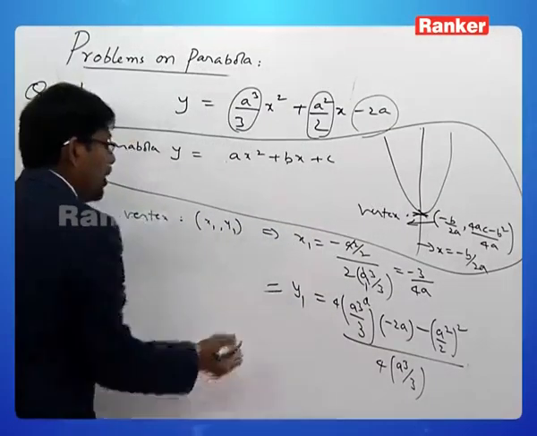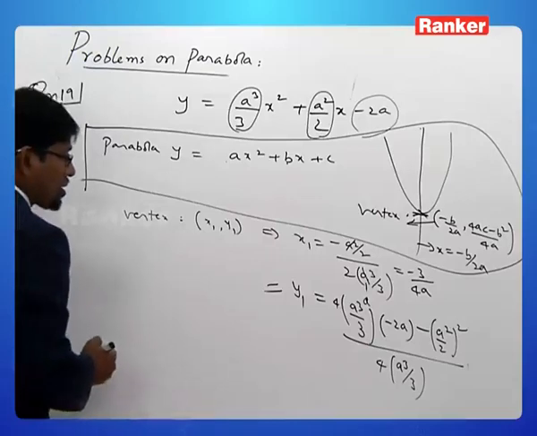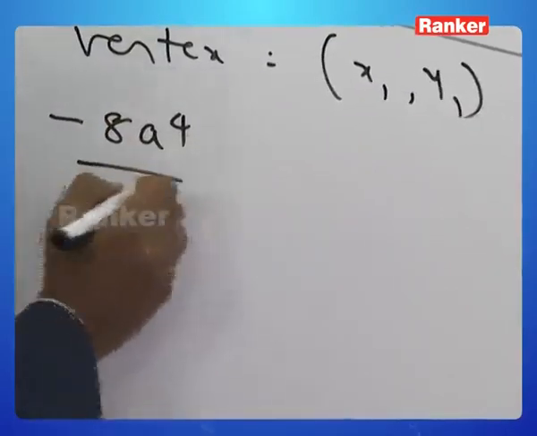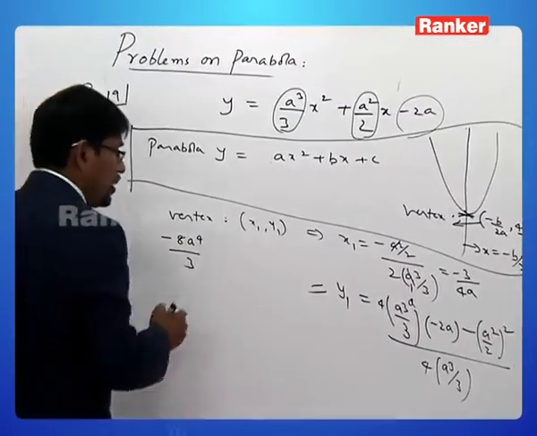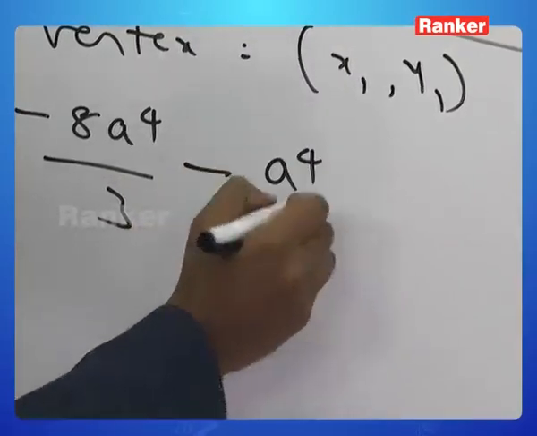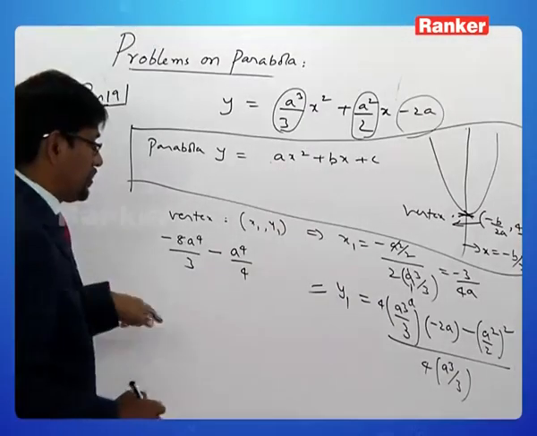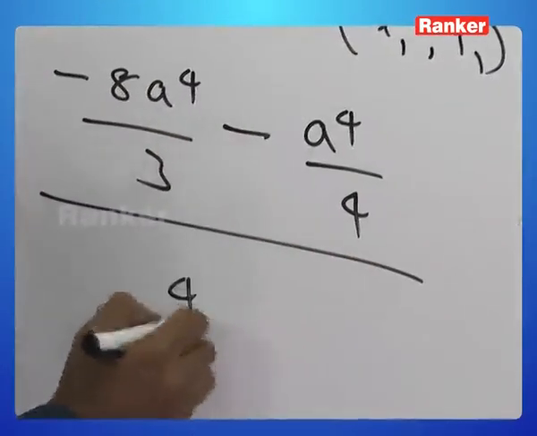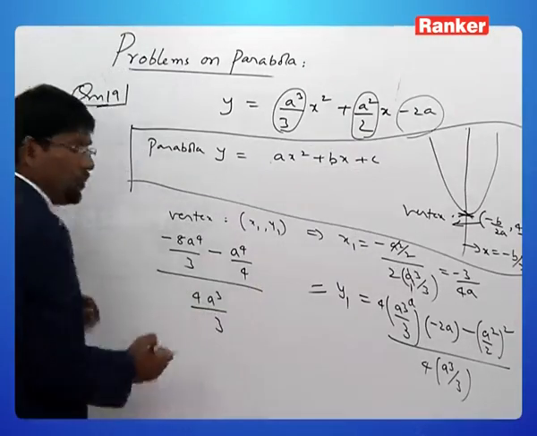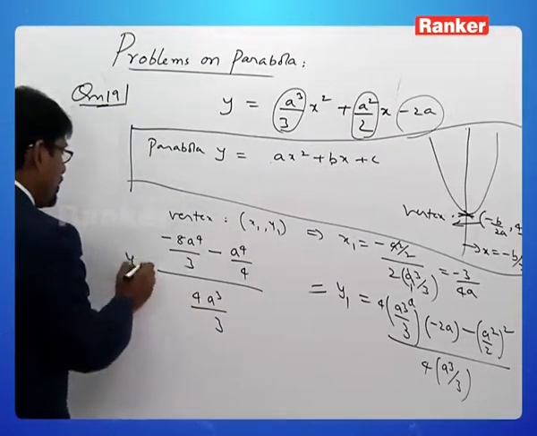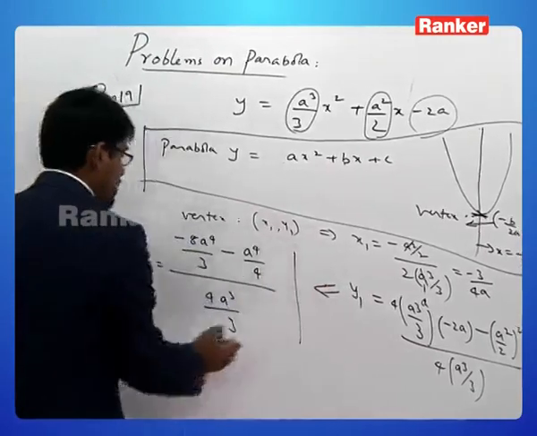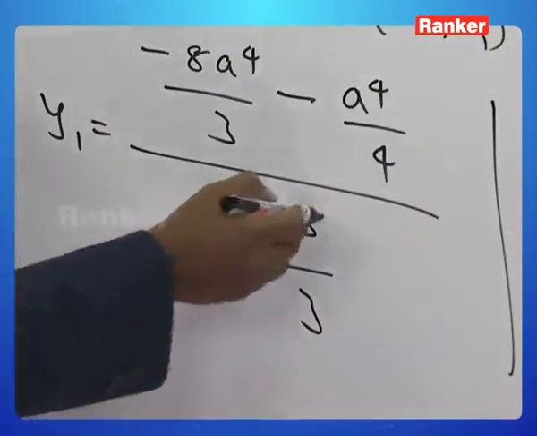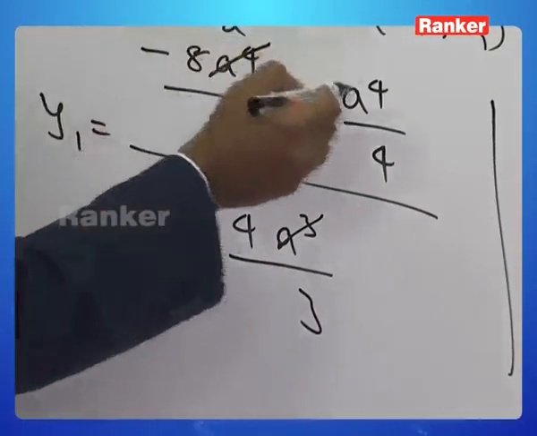So what is that y1 going to be? We'll have to simplify this. That makes it minus 8a power 4 by 3, minus a power 4 by 4, divided by 4a cube by 3. So that is your y1. We have an a cube that cancels out here, so you will be left with a here.